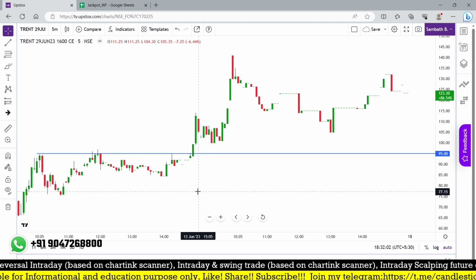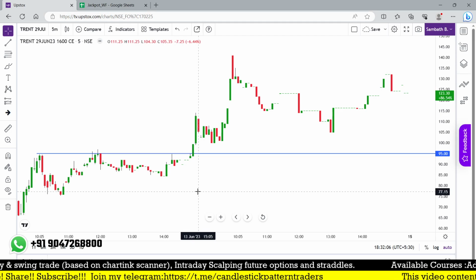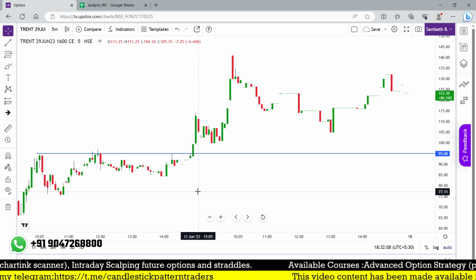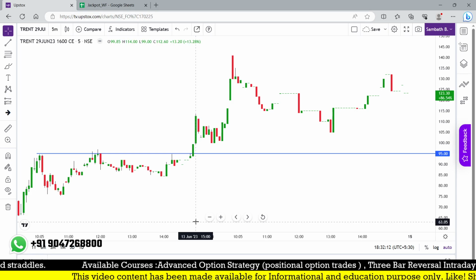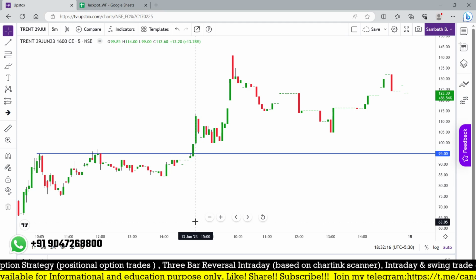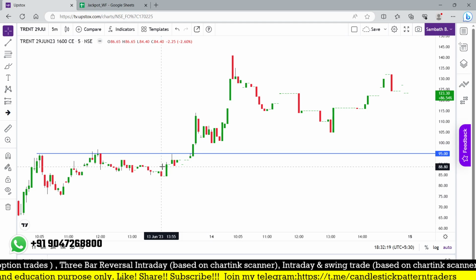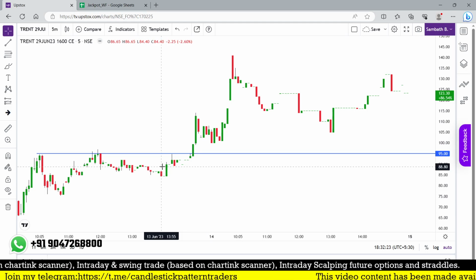The entry triggered yesterday, and it was a positional trade, not an intraday. If you are following intraday, you can make your own decisions by using other indicators or techniques, whatever you have, so that you can take this trade on an intraday basis. That is also how we use the Google Sheet.